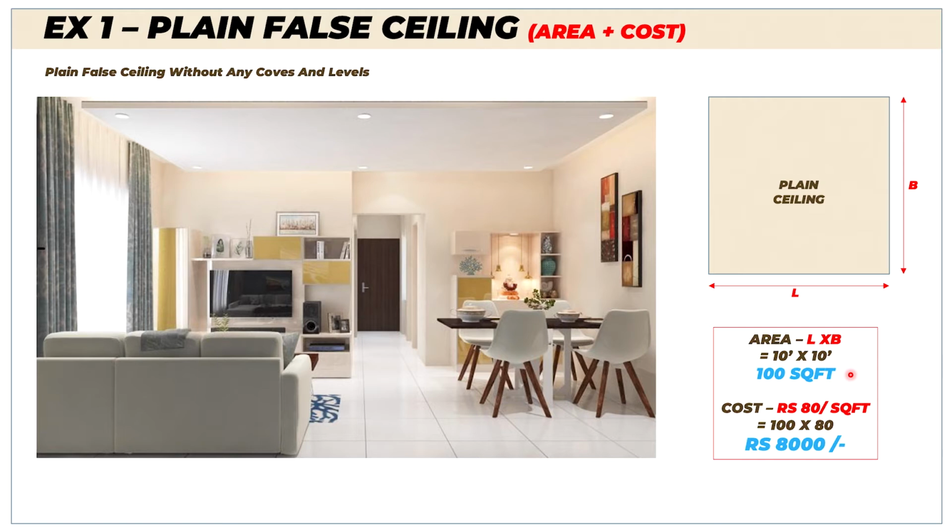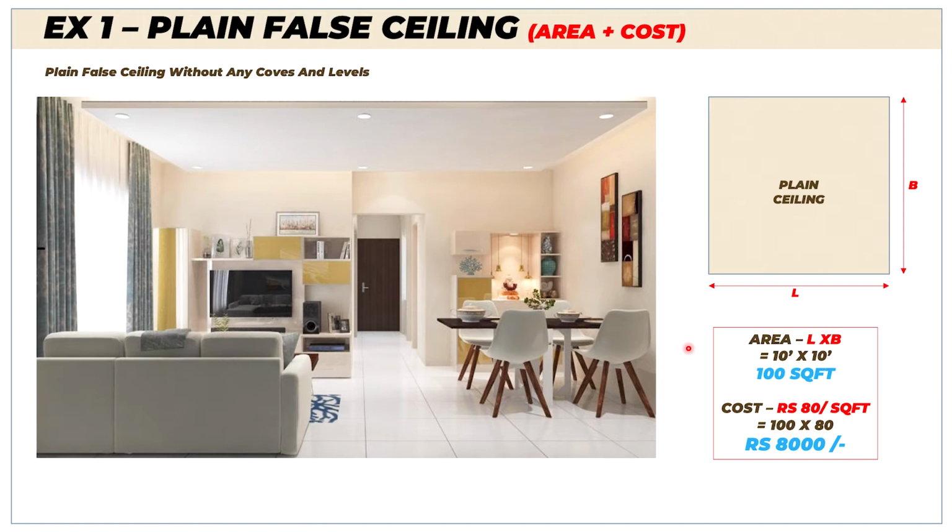Now for costing, per square feet cost for fall ceiling is usually 80 rupees. It varies. It depends on the vendors. They charge differently. So I'm considering 80 rupees per square feet. So total cost for this ceiling would be 100 into 80, which is 8,000. So this is a simple example of plain fall ceiling. So this is how you calculate the area for plain fall ceiling and the cost for that.